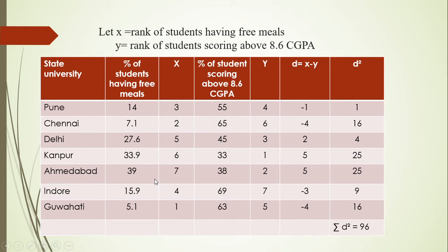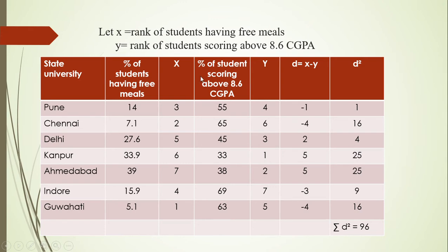Then after 27.6, it is a fifth rank. Then after 33.9, so it is a sixth rank, and the last is 39. So let us assign that a seventh rank. So this is the rank of the percentage of the students having free meals.